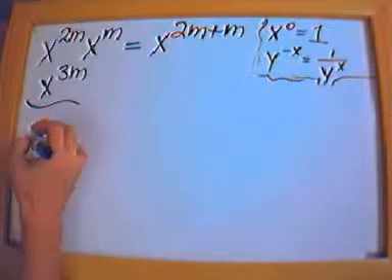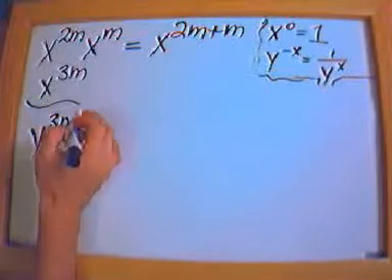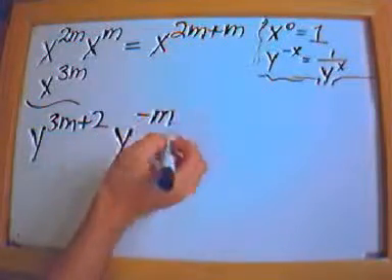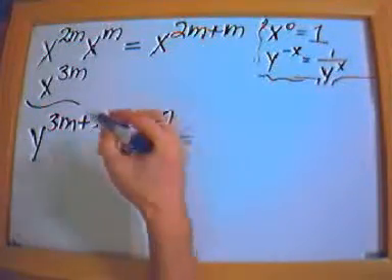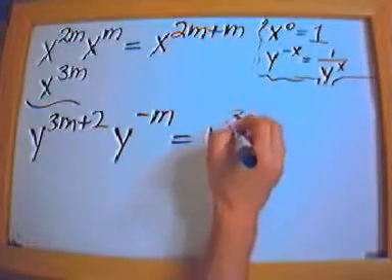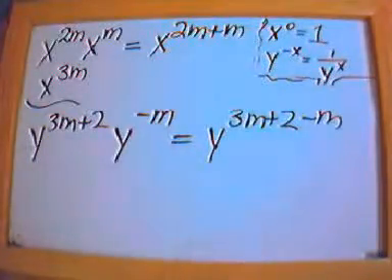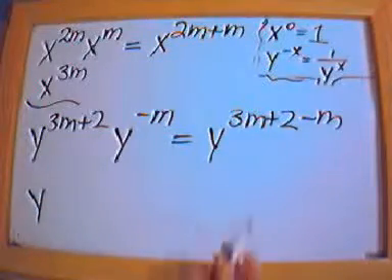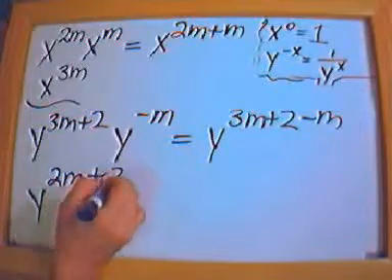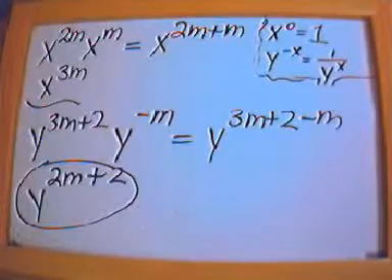And finally, the last problem I'm going to show you, what if I have y to the 3m plus 2 times y to the negative m? How do I simplify that? Well, again, I've got the same base. I'm going to add the exponents. So that's going to be y to the 3m plus 2 minus m. I'll just add the two things. And that's going to be y to the 3m minus m, which gives me 2m plus 2. Just like that. And that's about all I had for this section of the class.